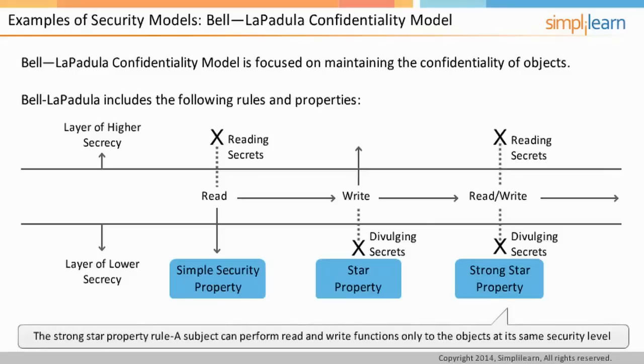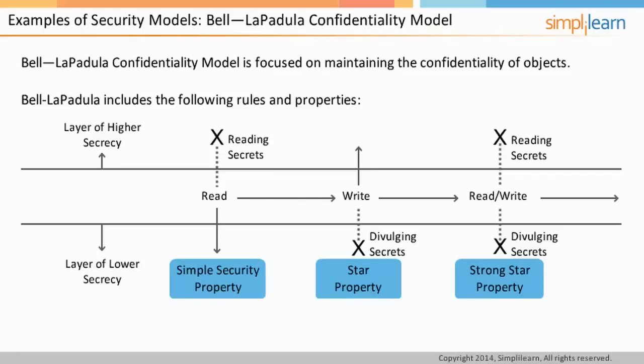The strong star property rule states that a subject can perform read and write functions only to the objects at its same security level. Some of the limitations of this model are the following. It only considers confidentiality and does not mention other properties, such as integrity and availability, or more sophisticated modes of access. It does not address important confidentiality goals, such as need to know, and the ability to restrict access to individual objects based on a subject's need to access them. It does not provide a mechanism for a one-to-one mapping of individual subjects and objects.